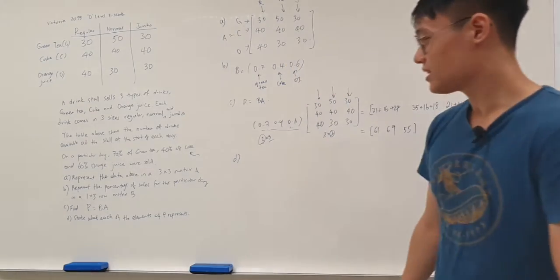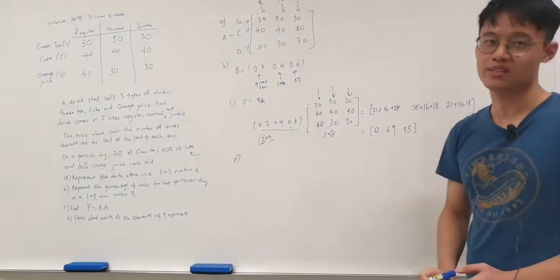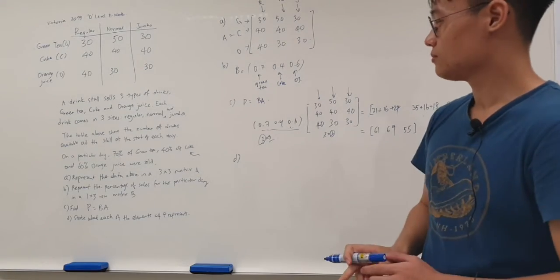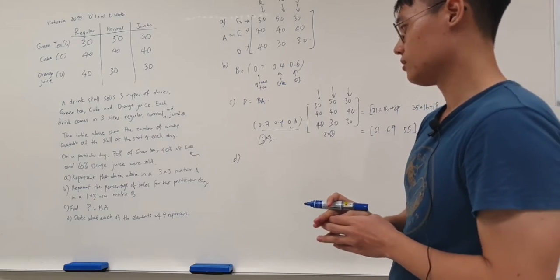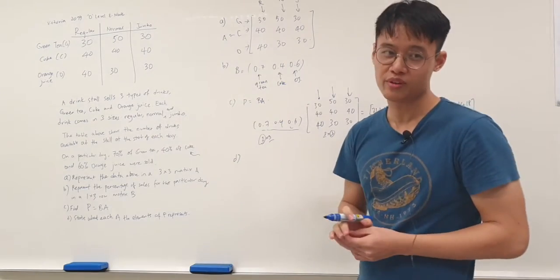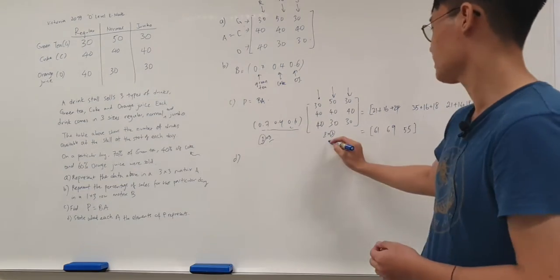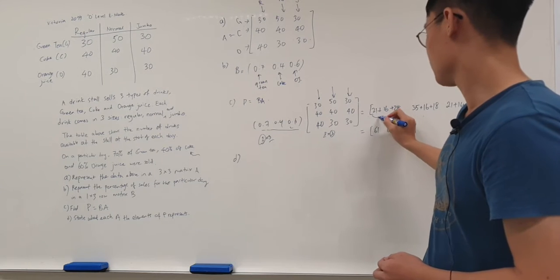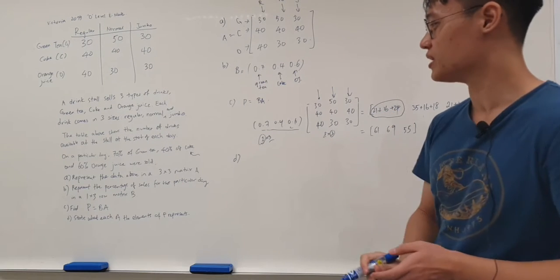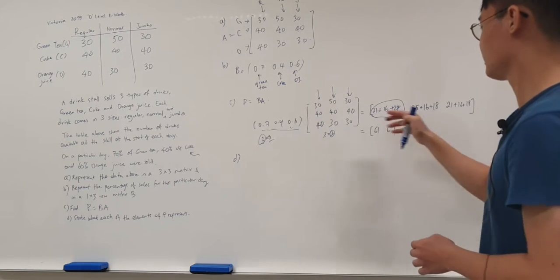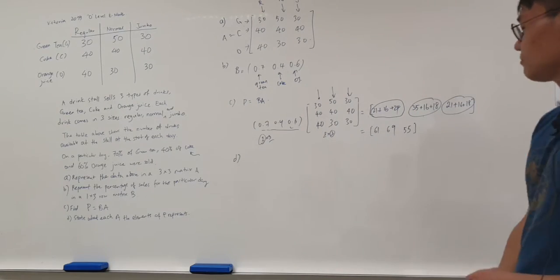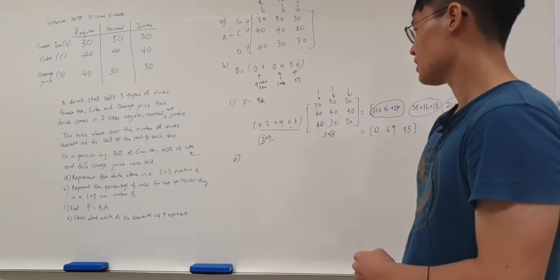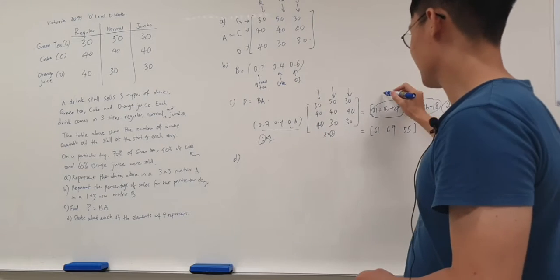Part D. State what each of the elements of T represents. So, this is a very common question. How to do this kind of question is to reflect on what you've just done over here. What does 21, 16, 24 mean when you multiply everything over? What's the 35 plus 16 plus 18? And what is this 21 plus 16 plus 18? Okay, so let's look at the first element.